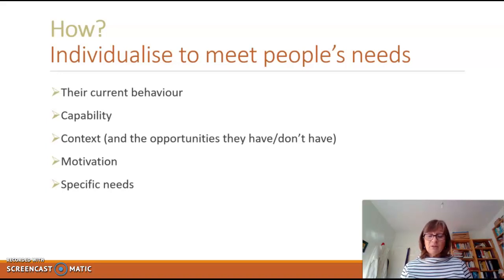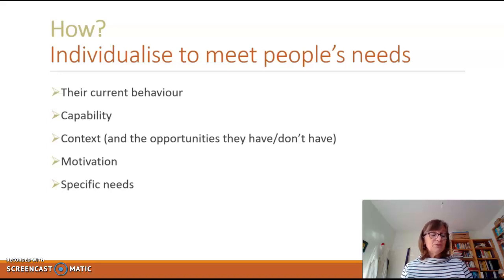We need to be thinking of their context, which relates to their opportunities that we've talked about already. What opportunities do they have? What don't they have? Their income is going to impact that. Where they live is going to impact that. So we need to be gaining that information about their capability and their context in order to look at their motivation. So we're thinking very broadly about those aspects, and how motivated is someone to change?